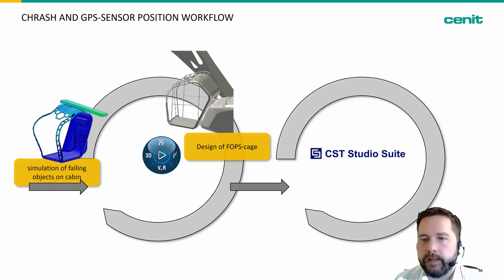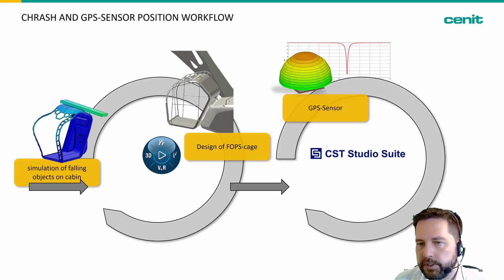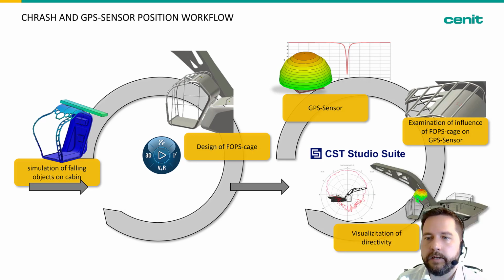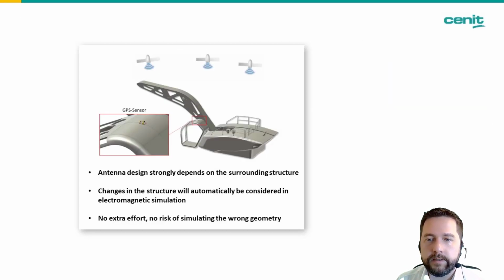And this cage, that might influence the GPS signal since it is in the area where the GPS sensor is positioned. So we have to make sure that still we have a good directivity, although we have this protective structure now. We can do that directly. The change will be also made in the CST model because we make it on the platform. And then we can run the CST simulation again with the same setup.